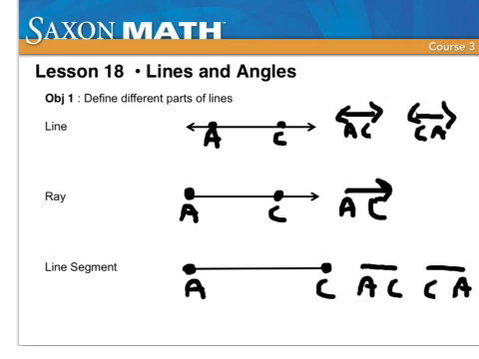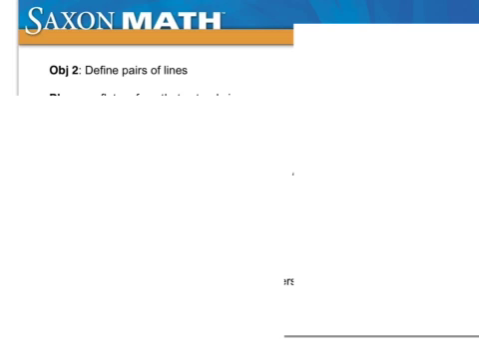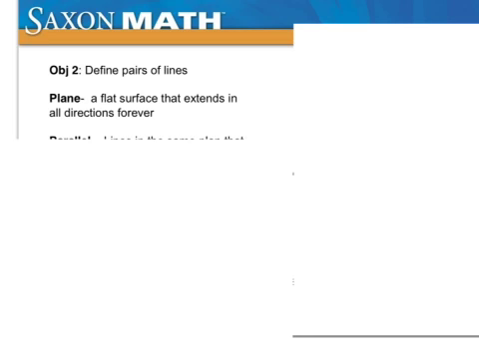Alright, let's move on to a few more definitions. Objective 2 is to define different pairs of lines. Now before we can define different pairs of lines, there's a definition we need to know. A plane. A plane is a flat surface that extends in all directions forever.